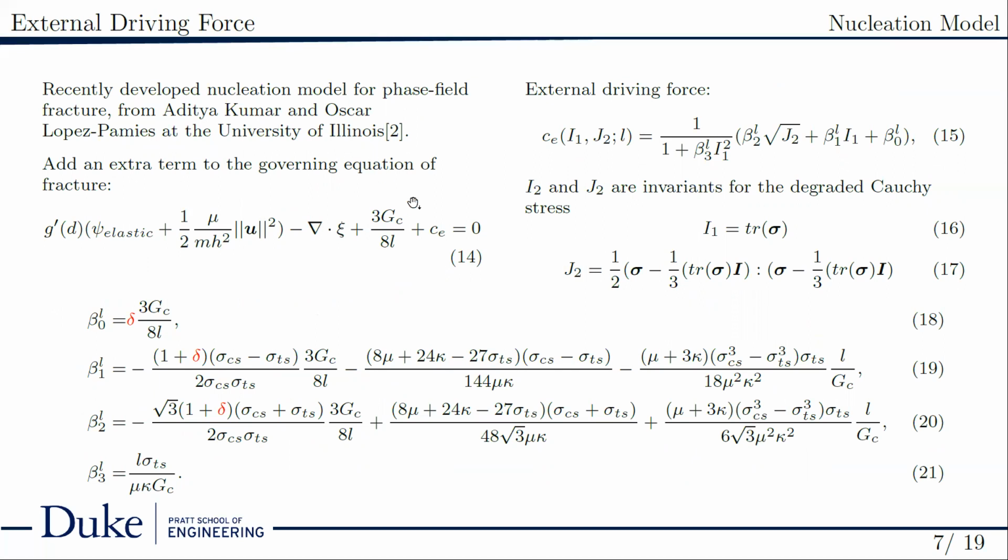The way this model employs strength envelope is by adding an extra term in the governing equation of fracture. It is a function of the degraded Cauchy stress invariants. The shape of this envelope will approach the Drucker-Prager envelope as we reduce the regularization length. One point to be noticed here is this numerical parameter delta that we need to calibrate for any set of material property and mesh spacing.